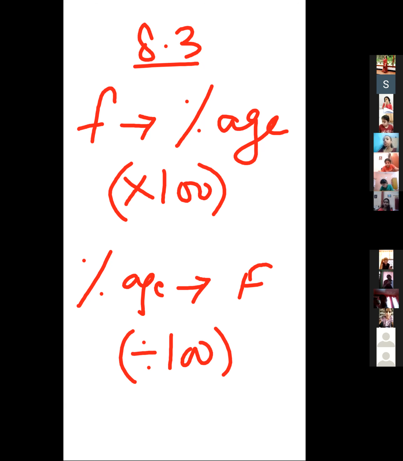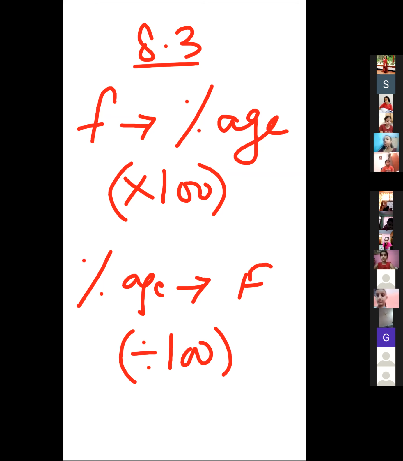Okay, fraction to percentage means when your question is convert the fraction into percentage, when you take out the percentage, then you have to multiply with 100. Okay, means जब आपको percentage निकालनी है आपको multiply 100 करना है. And when percentage is given and you have to take out the fraction, then you have to divide with 100. Always remember in your mind. If you remember these two things, you can do any question easily.